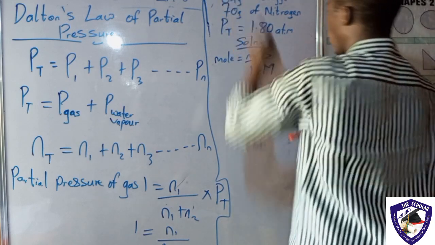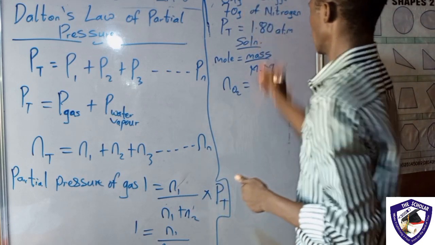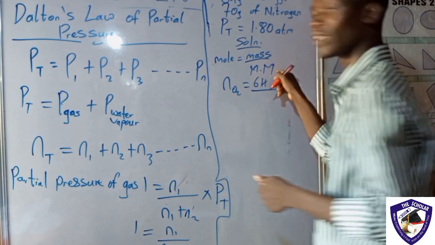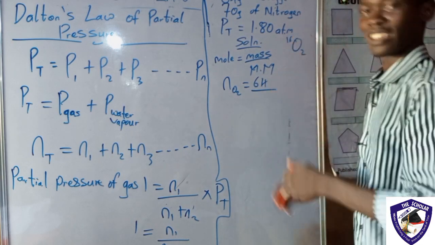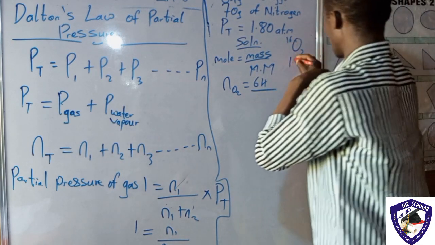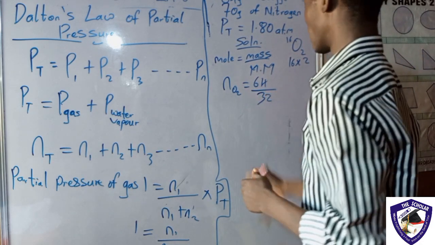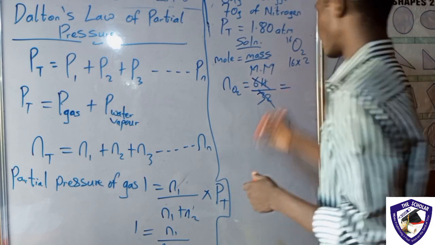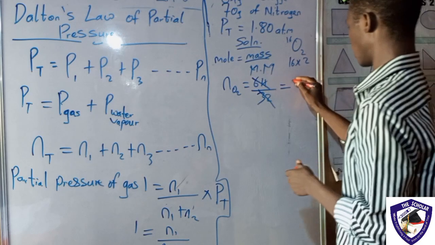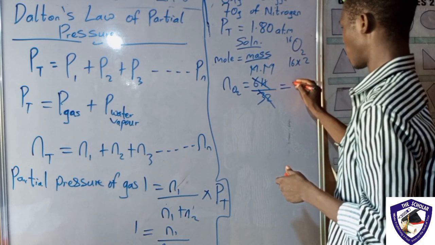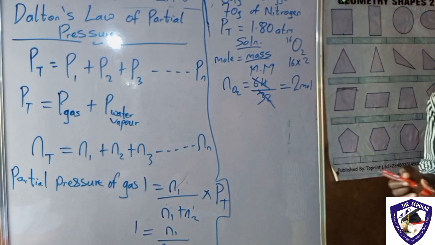Now, our mass for oxygen, N oxygen, equals 64 over the molar mass. Oxygen is 16, right? And it is a diatomic molecule. 16 times 2, don't forget it, 32. 64 divided by 32 is 2 mole. This is for oxygen.